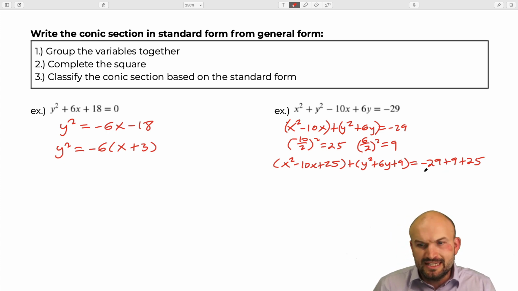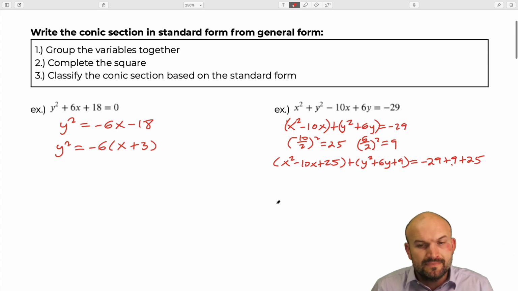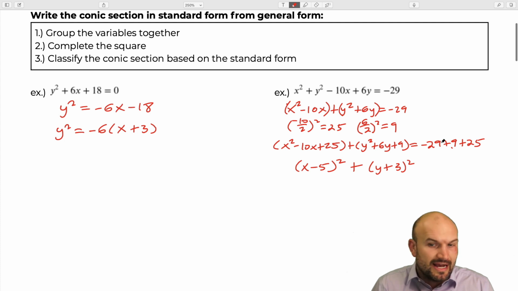Now we can go ahead and complete the square here. Let's see how this reduces. This is going to be x minus 5, quantity squared, plus y plus 3, quantity squared. And then if you add all these up, that's going to equal a positive 5.